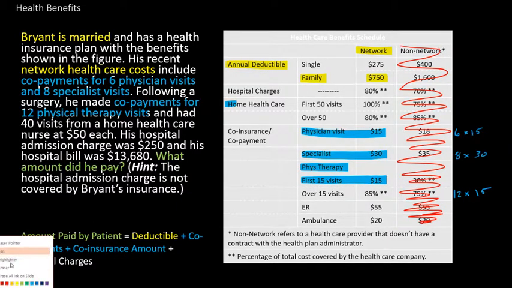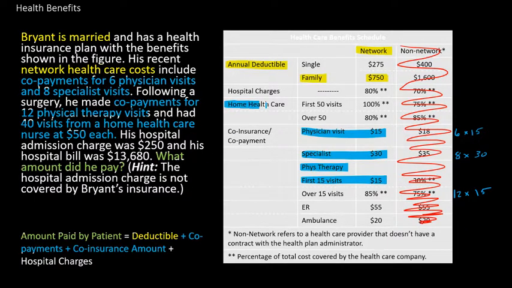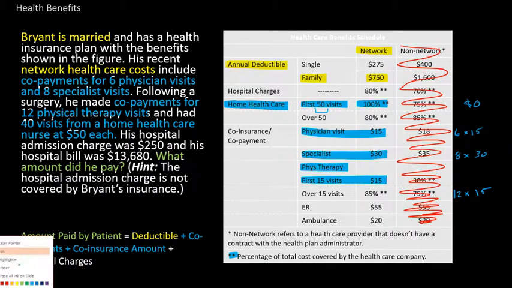Okay. Next up, he had 40 visits from a home healthcare nurse at $50 each. So home healthcare, the first 50 visits are covered 100%. Remember that double asterisk says that percent that they're giving is the percentage of total cost covered by the healthcare company. So there were 40 visits total. Insurance covers the first 50, so he ends up paying nothing, right? This is just going to be $0 for this because he did not exceed 50 visits. So that's all the co-pays.